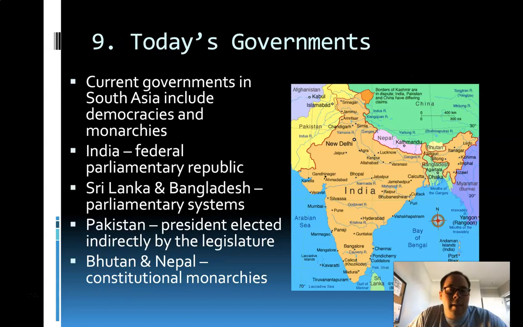Looking at their governments, there's several different types of governments throughout the region. There's democracies, monarchies. In India, they have a federal parliamentary republic. In Sri Lanka and Bangladesh, they have parliamentary systems. Pakistan has a president. And then in Bhutan and Nepal, they have constitutional monarchs. So there's variety. You can see the whole region has different types of government as well.